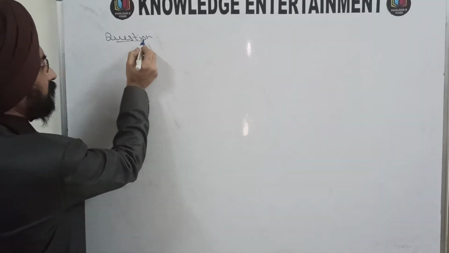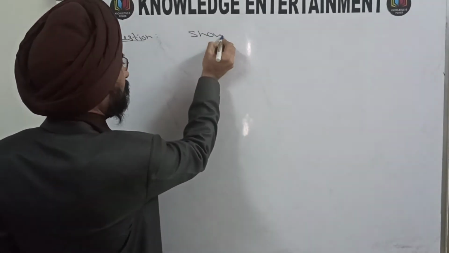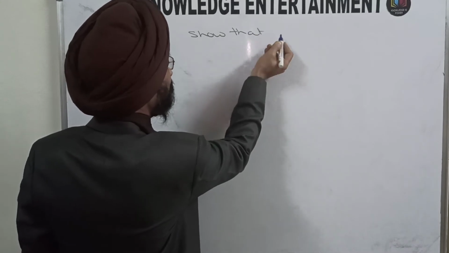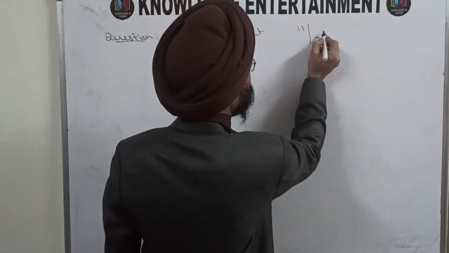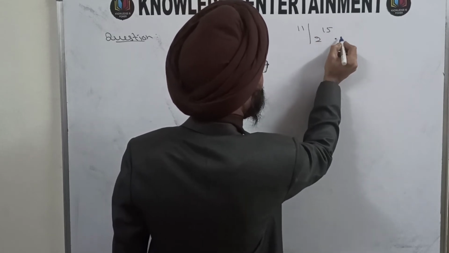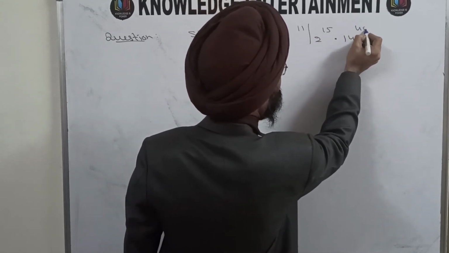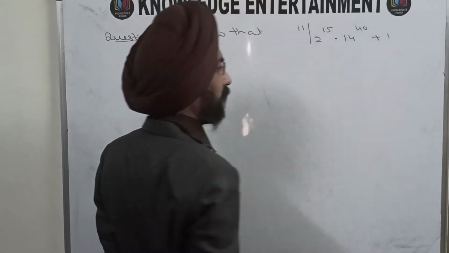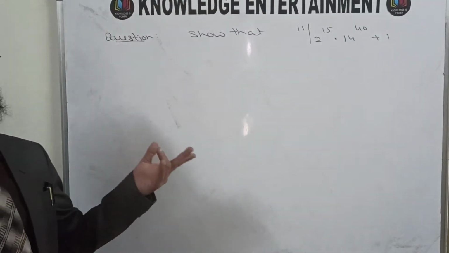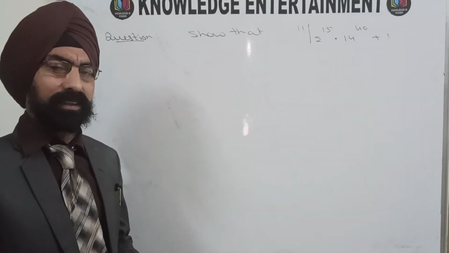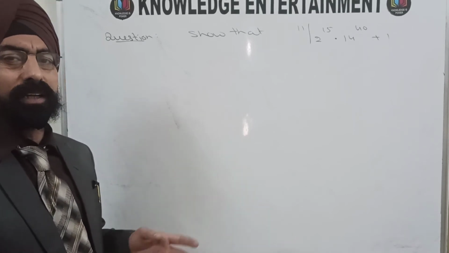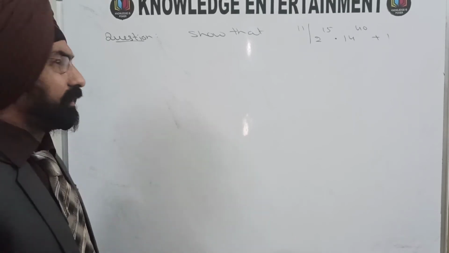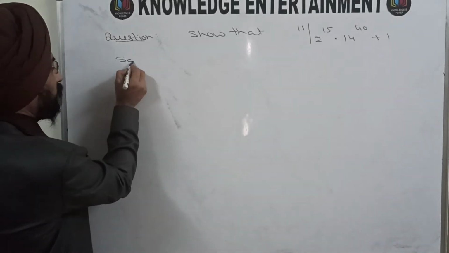Write down the question. Show that... the question is once again very easy. Show that 11 divides 2 raised to the power 15 into 14 raised to the power 40 plus 1. The question is very easy. It is just for your practice. I am taking practice questions now. No new concept. It is based on the concepts we have already covered. So what is the solution? Look at the solution now.